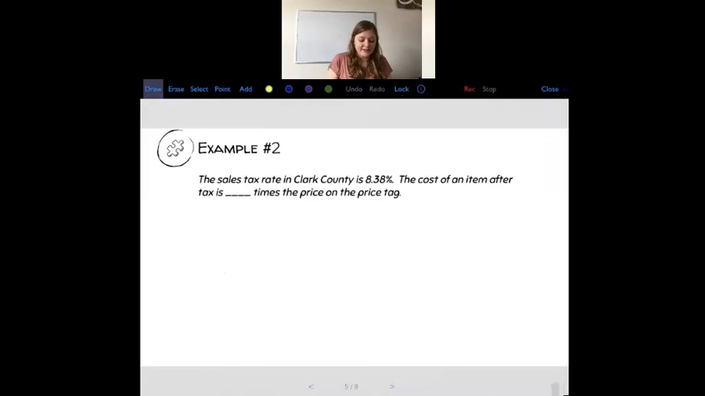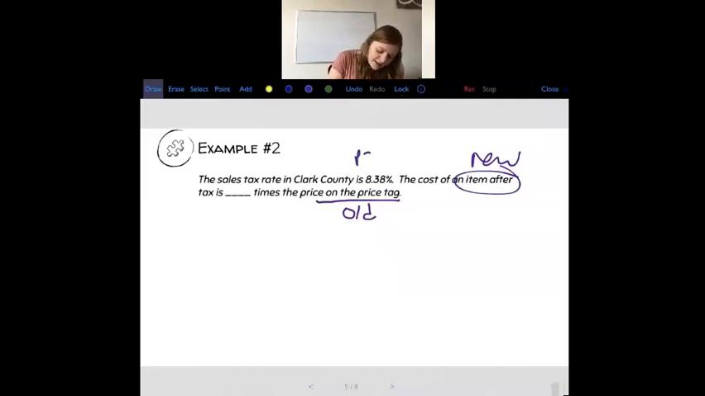The cost of an item after tax is blank times the price on the price tag. Okay, so we have our old, which is our price tag. That's when the price is on the shelf. After is our new, meaning most recent. After you walk out the door, this is how much you'll have paid. And then P as a decimal is 0.0838.